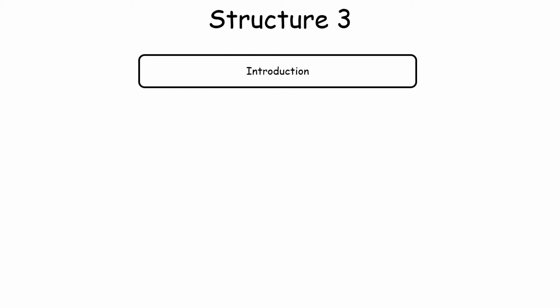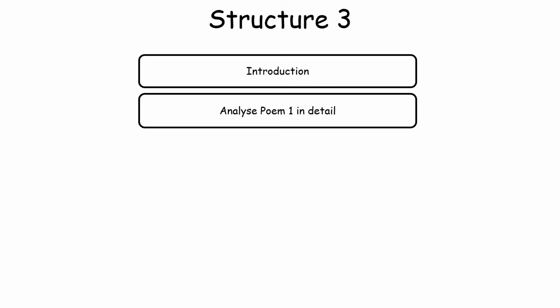This next structure is a little more simplified than the previous one. The previous one gets a little bit out of hand and it can ruin the trajectory of our essay if done poorly. Structure 3 is much more simple, however, it does retain those connections that are so vital. So it begins in the same way, introduction and then the analysis of poem 1 in isolation.